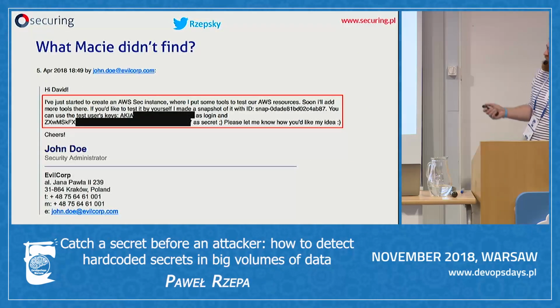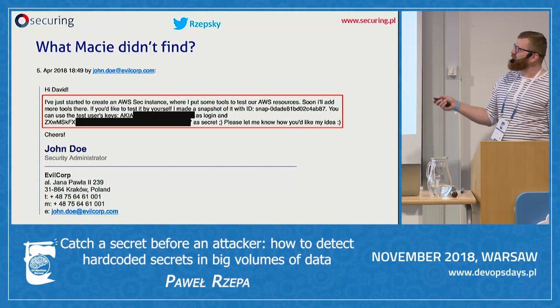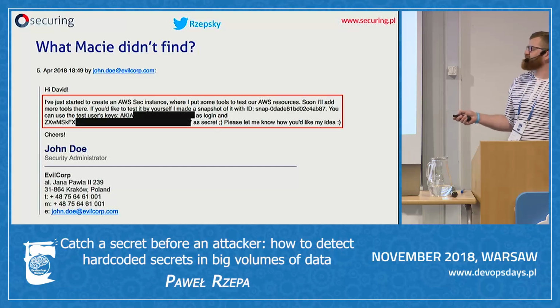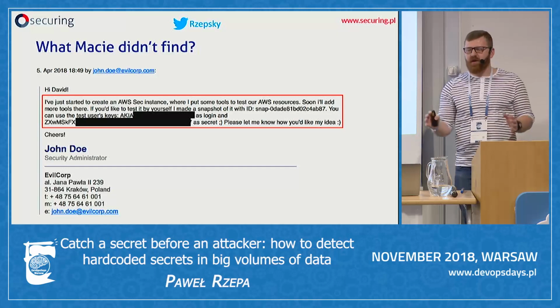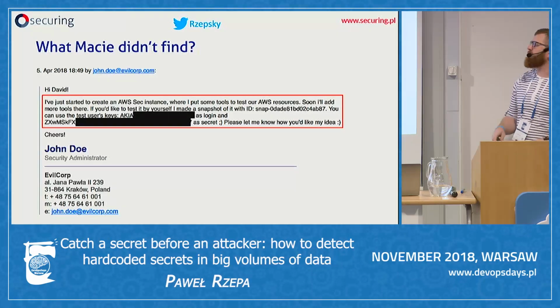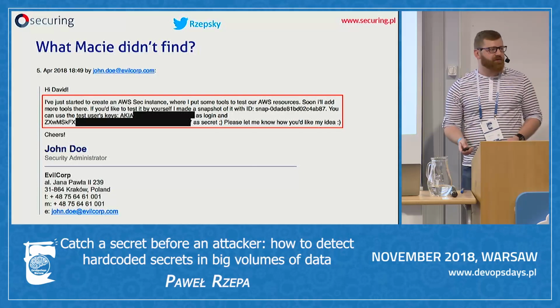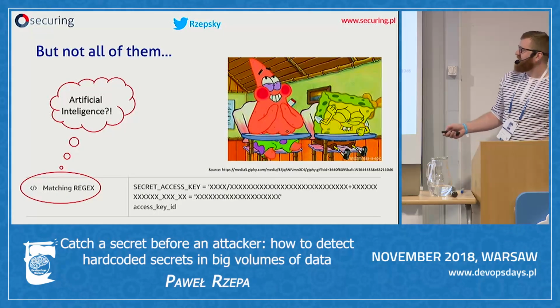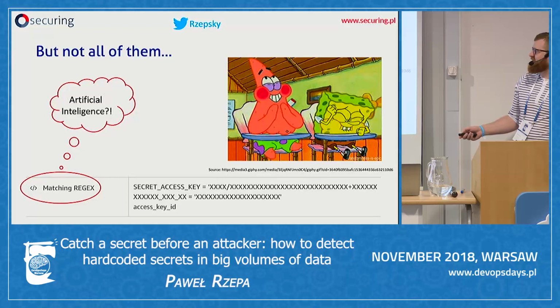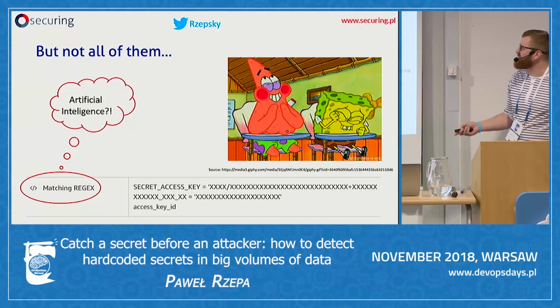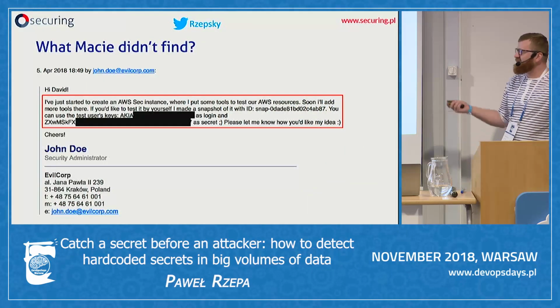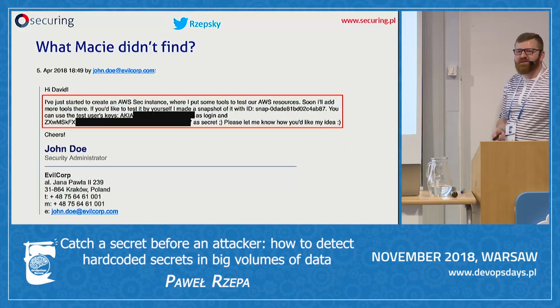So what Macie didn't find: if I, for example, specify secrets in an email, and then a copy of the email was placed in my bucket, it wasn't found. Why? Because, as you can see, there are some requirements that it has to be some variable name and the equal sign. So it was too much for AWS Macie to detect it.